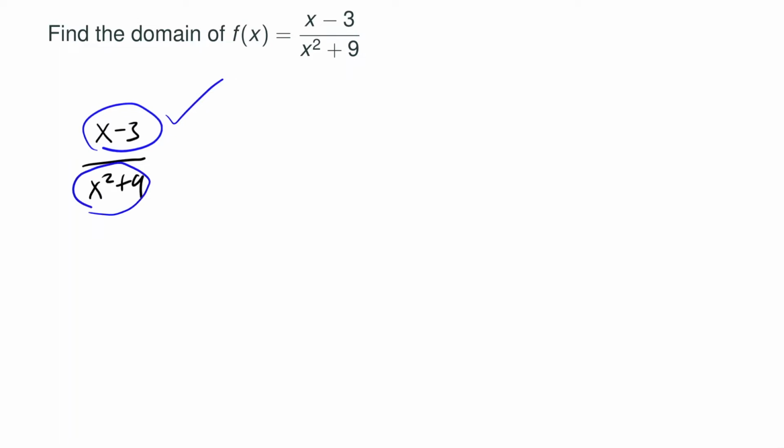Denominator, x squared plus 9. We cannot have 0 on the denominator. The only way we could have 0 in this case is when x squared gives us negative 9. But since squaring a number always gives us a non-negative number, this also does not give us any restriction. We can have any number. So for this problem, the final answer is all the real numbers, negative infinity to positive infinity.